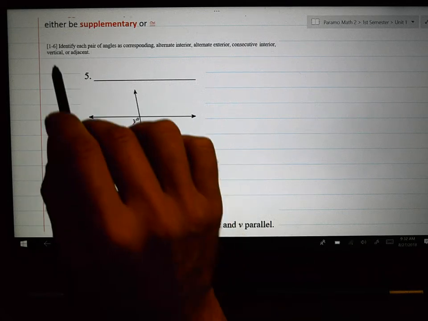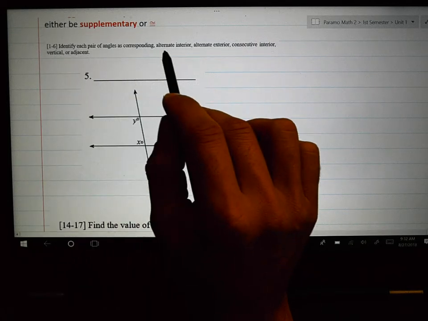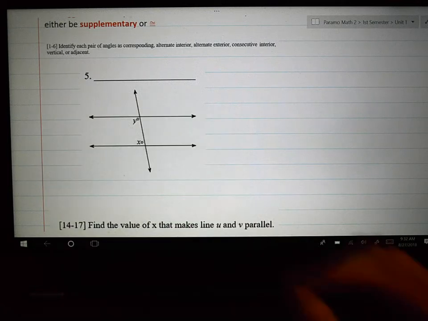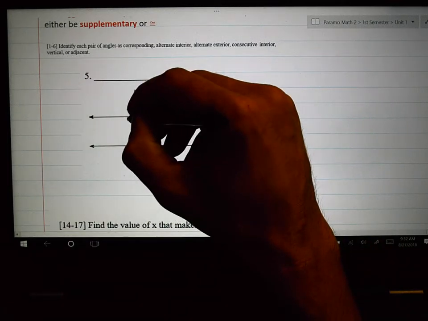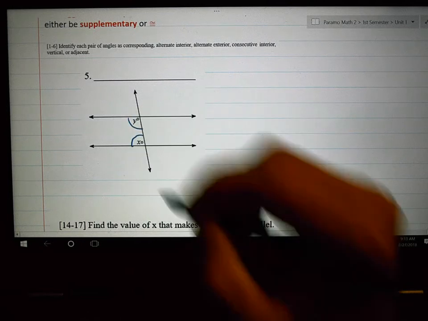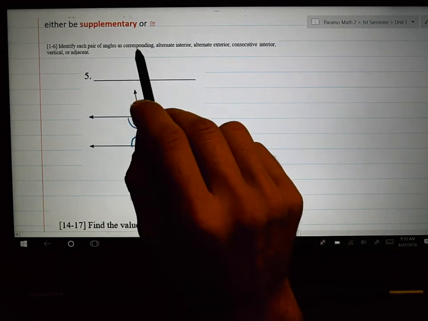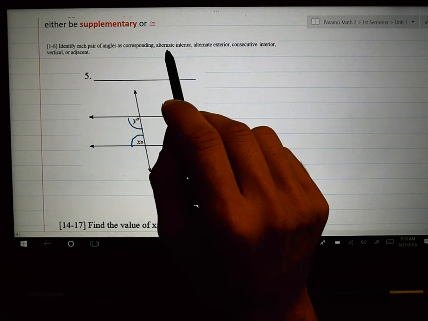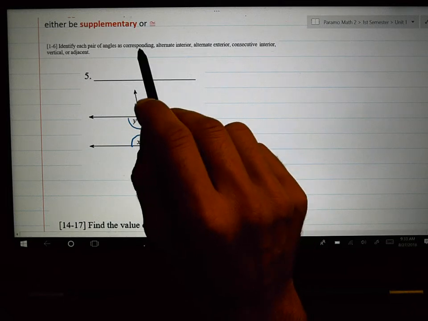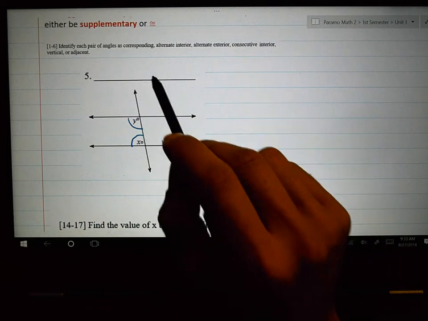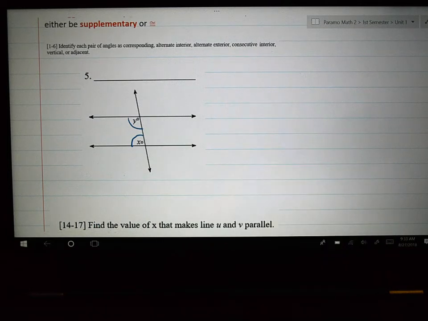Numbers 1 through 6, it says identify each pair of angles as corresponding, alternate interior, alternate exterior, consecutive interior, vertical, or adjacent. So here's our choice. This one and this one. Are they corresponding? Are they alternate interior? That's the Z. Correspondings are the F. Alternate exterior, consecutive interior, vertical, or adjacent. If you know what it is, tell the person you're sitting next to what you think the answer is.